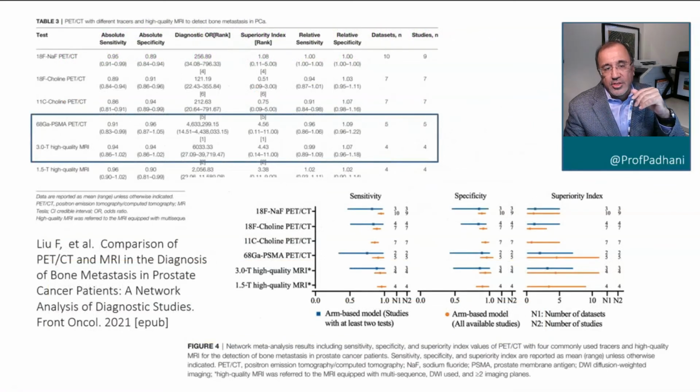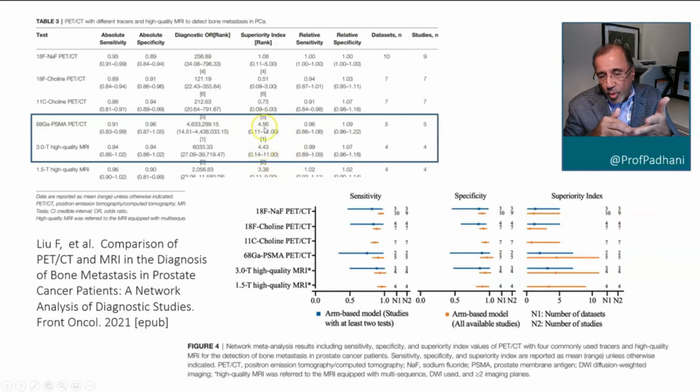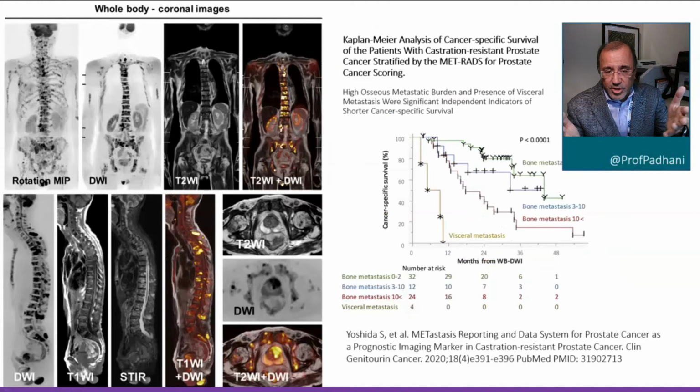And if you look here at the superiority index, you can see that the superiority index for PSMA PET CT is slightly higher than the whole body MRI. So it's 4.56 against the whole body MRI, which is 4.4. So not far off, but PSMA PET CT is definitely slightly better than a whole body MRI for the detection of bone disease.